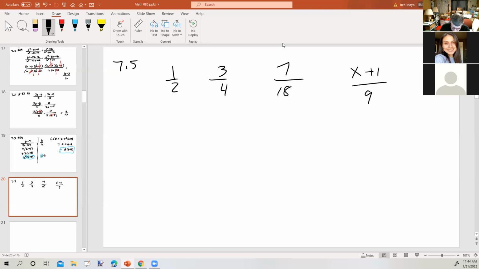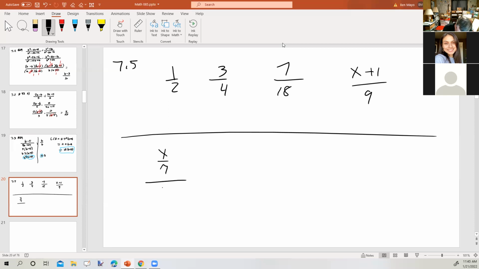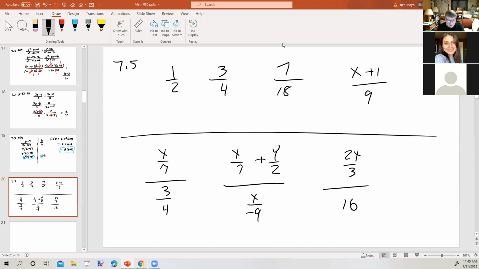Before I clarify that, let's look at some examples of complex fractions. x over 7 divided by 3/4. x over 7 plus y over 2, over x plus -9. Hang on, let me get a couple more examples. 2x over 3 divided by 16. A complex fraction has another fraction, or two or more, within the bigger fraction. So for instance, here there's a fraction in the numerator and a fraction in the denominator of the bigger fraction, so it's a complex fraction.